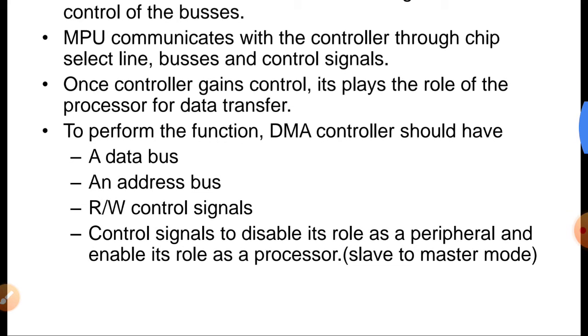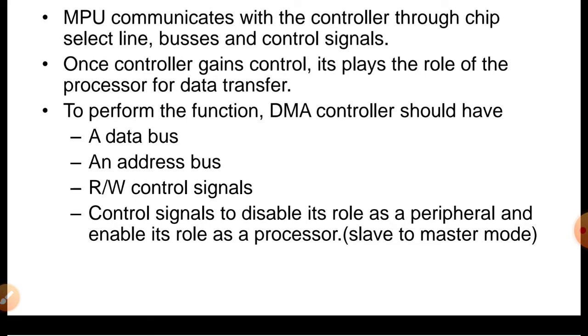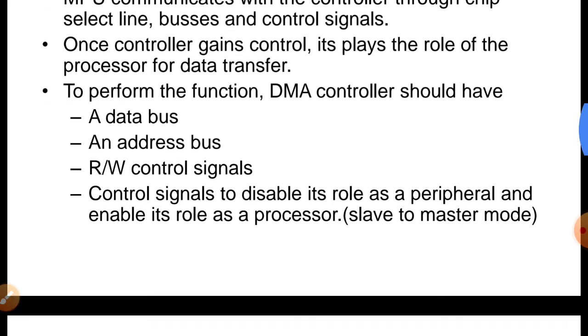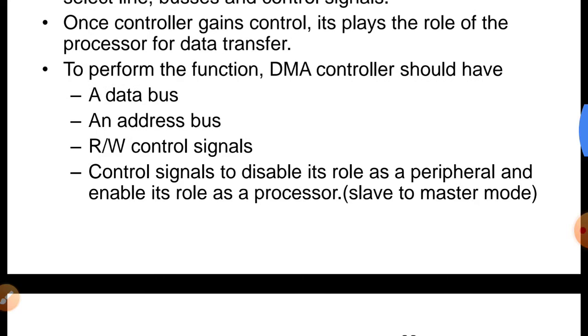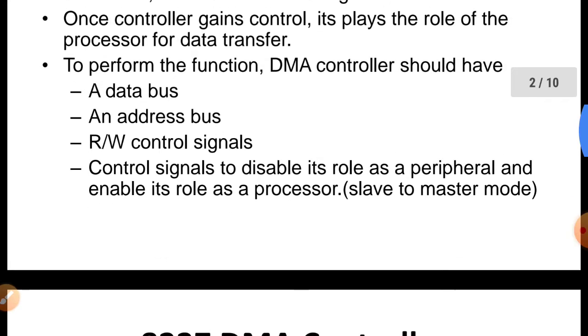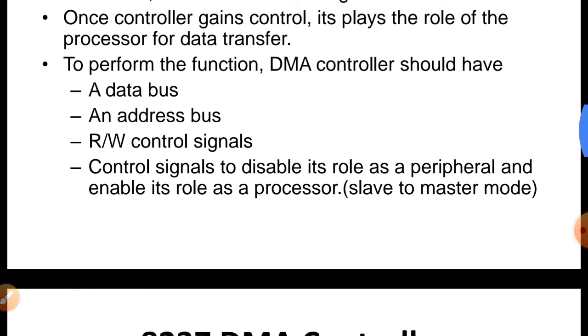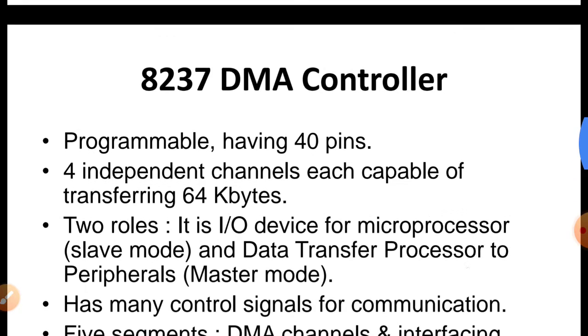So it means the DMA controller must have the capability to handle the data bus, the address bus, as well as the control bus. As I told you, it works in slave mode as well as in master mode. One time it is working as a slave, another time it is working as a master.